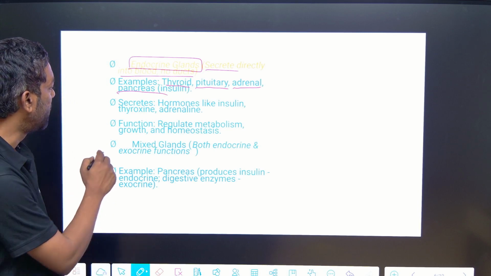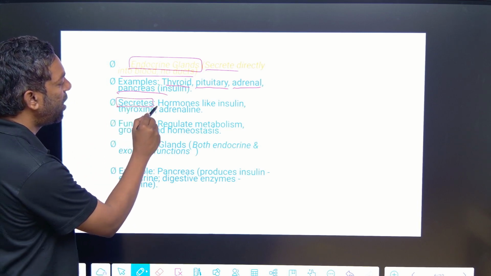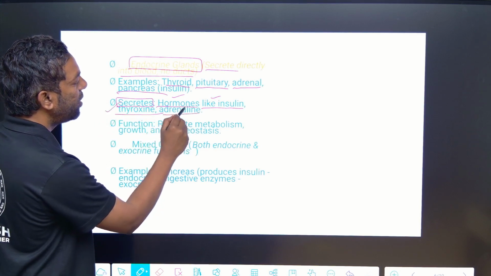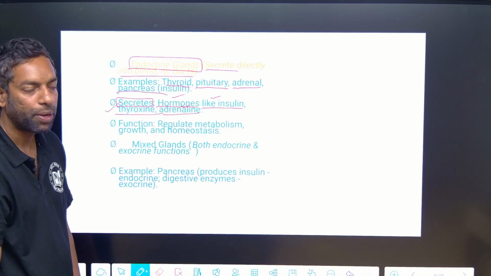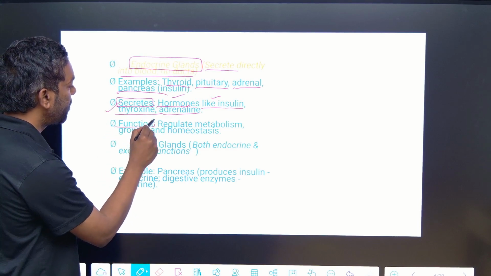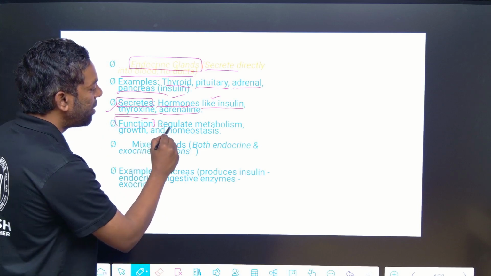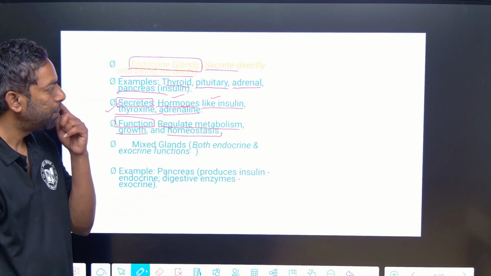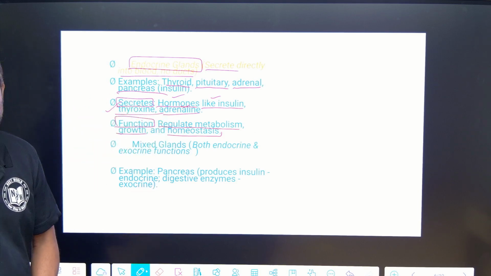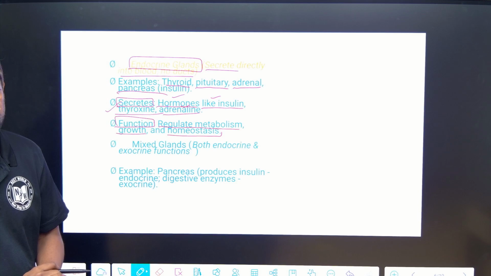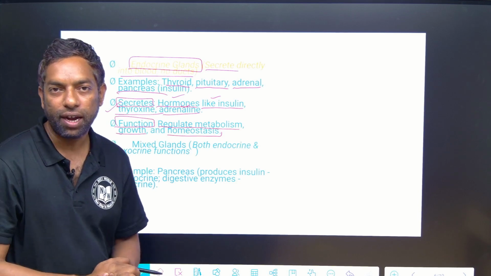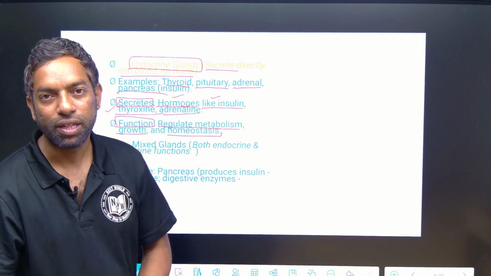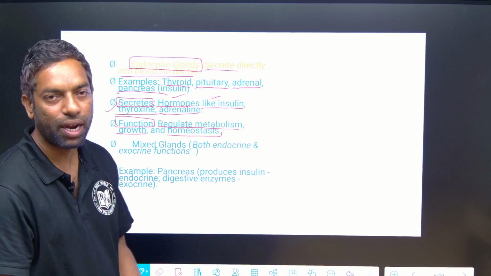What do they secrete? They secrete hormones: insulin, thyroxine, adrenaline. The function of the endocrine glands is to regulate metabolism, growth and homeostasis. They might ask you an indirect question about endocrine gland functions. Whichever glands make these functions, this comes under endocrine activity.